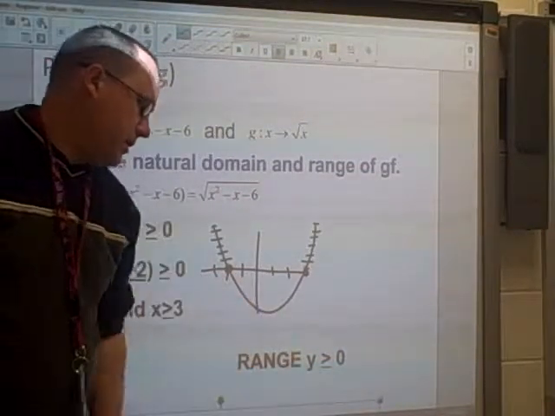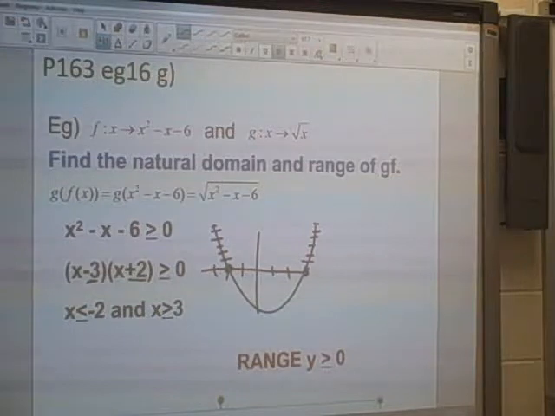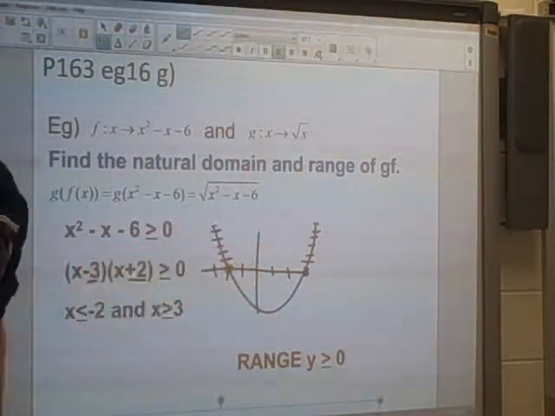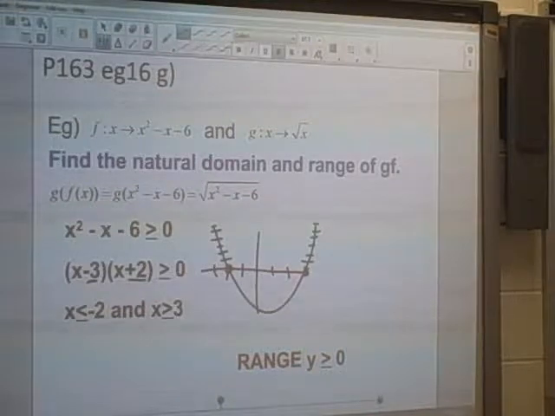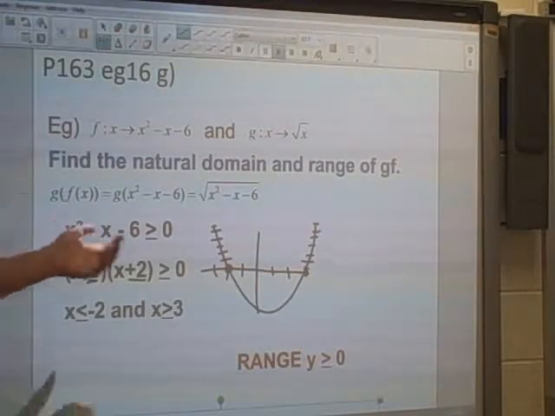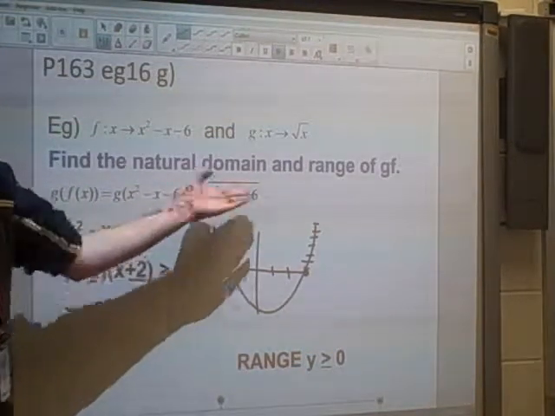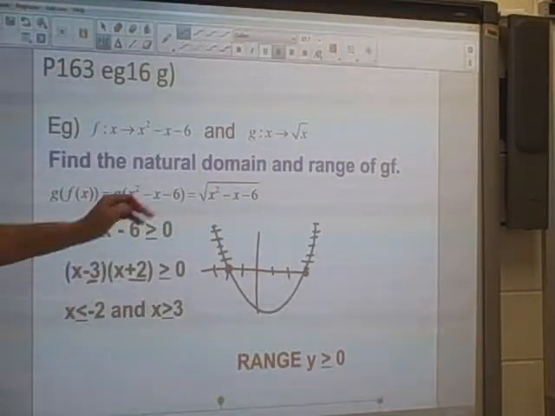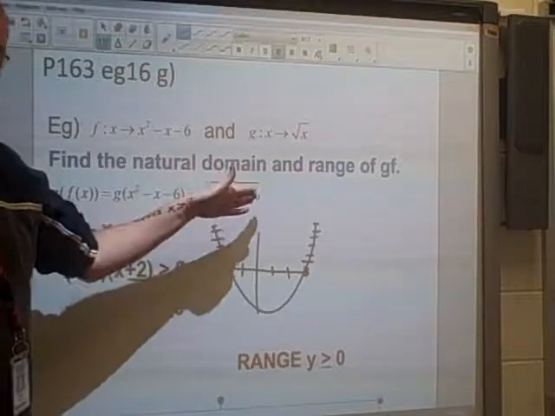Now I put my range straight away as y is greater than or equal to 0. Where did I come up with that? Well, I'm looking at what values I can get for this. When I do a square root, I'm always going to end up with something positive because I'm not allowed any negative answers. Or I could end up with 0. If this was equal to 0, the square root of 0 is 0. What about the largest value? What's the largest value I can get in here?